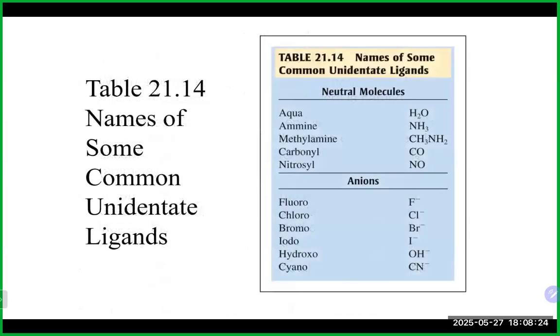So here are some of those prefixes, not really prefixes, but some of the ligands. So water's aqua, amine, methylamine, carbonyl. Our halogens are kind of named like we do in organic: fluoro, chloro, bromo, iodo, a little hydroxo, a little cyano there for some cyanide.